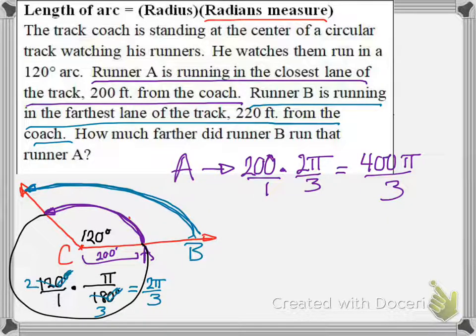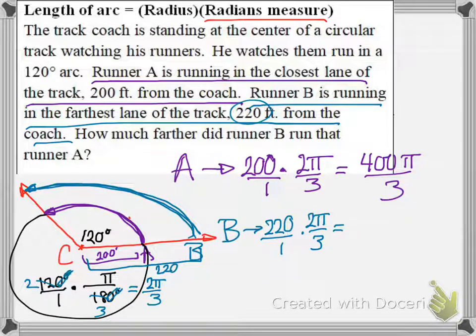Let's think about runner B. I'll try and write him a little smaller so I can fit this better. First of all, how far from the coach was he? He was 220 feet from the coach. So the radius of his circle, if it was drawn in, would be 220. And same arc, so we still have 2 pi over 3. And again, the 3 doesn't reduce, so I'm going to end up with 440 pi over 3.